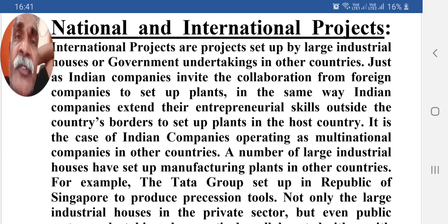Just as Indian companies invite collaboration from foreign companies to set up plants, in the same way Indian companies extend their entrepreneurial skill outside the country's boundary to set up plants in the host country. It is the case of Indian companies operating as multinational companies in other countries. We know that large industrial houses have set up manufacturing plants in other countries, like Tata. The Tata Group set up in the Republic of Singapore to produce precision tools.